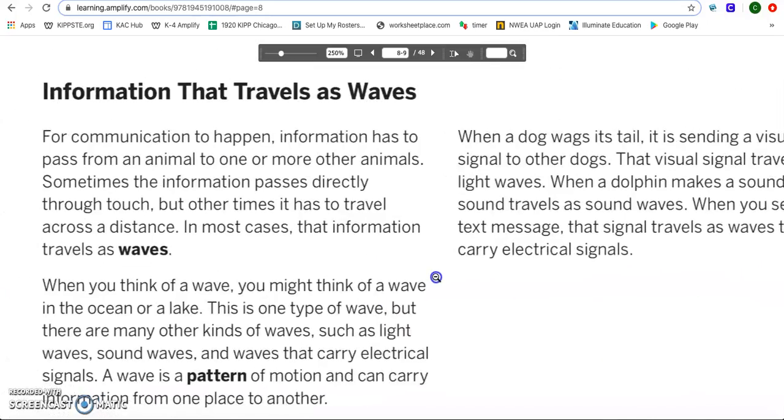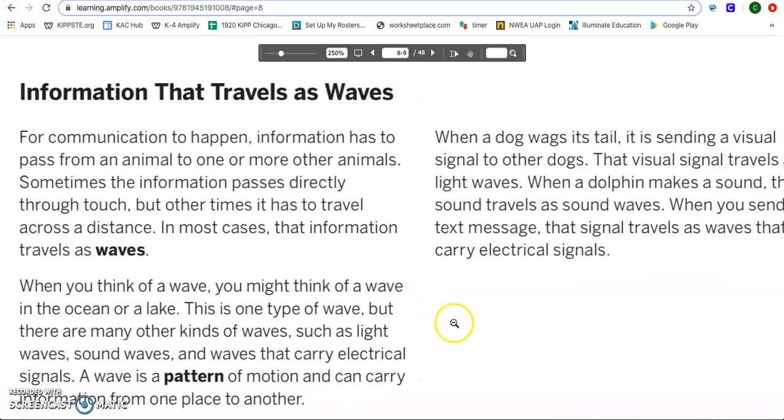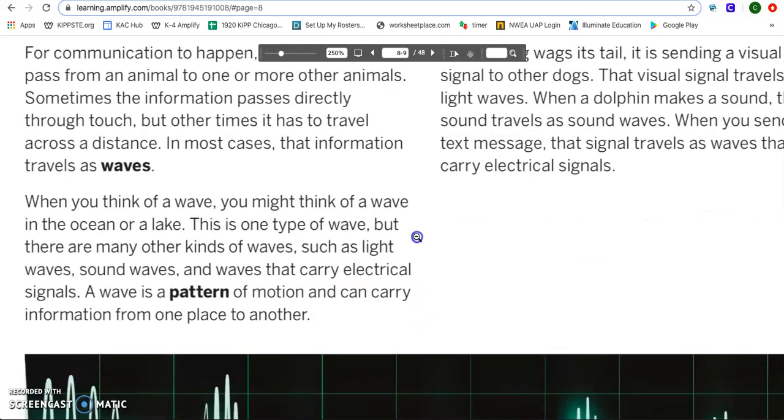Information that travels as waves. For communication to happen, information has to pass from an animal to one or more other animals. Sometimes the information passes directly through touch, but other times it has to travel across a distance. In most cases, that information travels as waves.